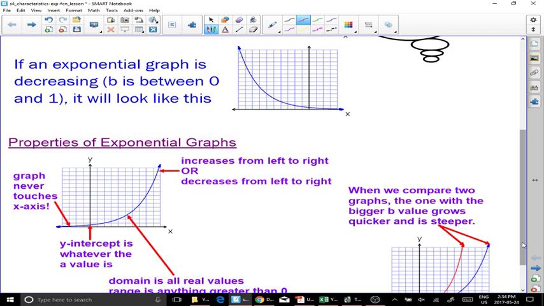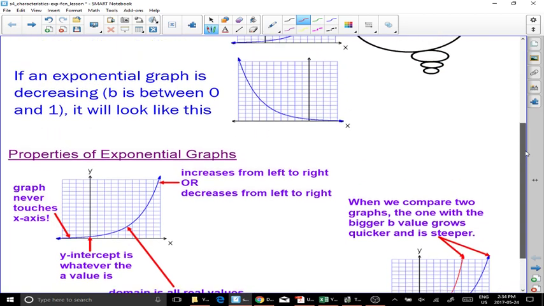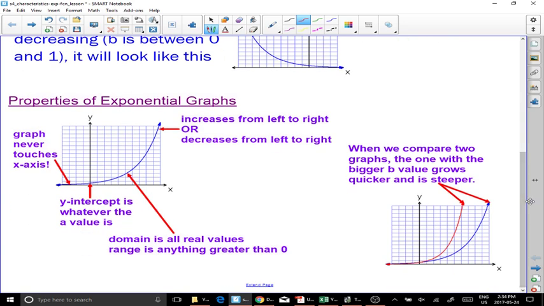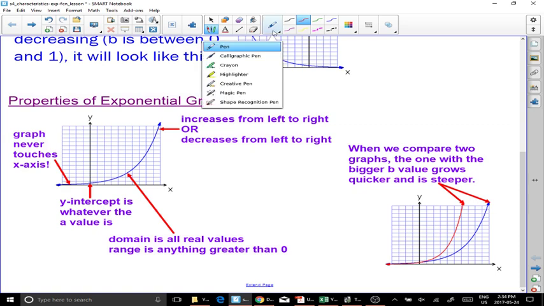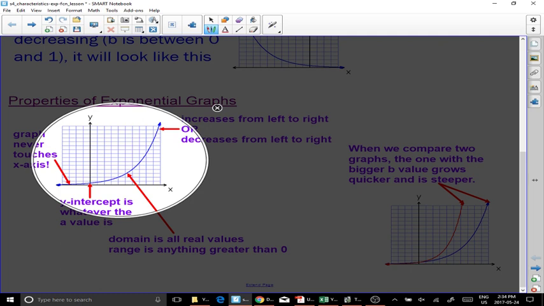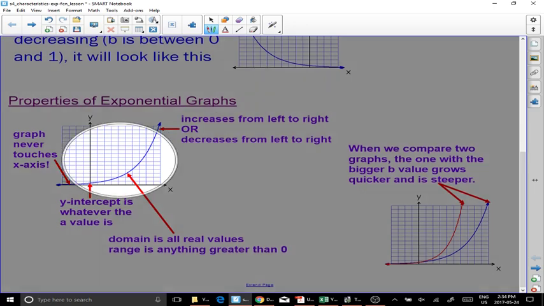So, let's look at some properties of exponential graphs. If we look at an increasing one, which is this friend right here, that's an increasing one. It's an increasing one because it's going up as we go from left to right. Any function is increasing if the values are going up from left to right. Here are some things that we see.